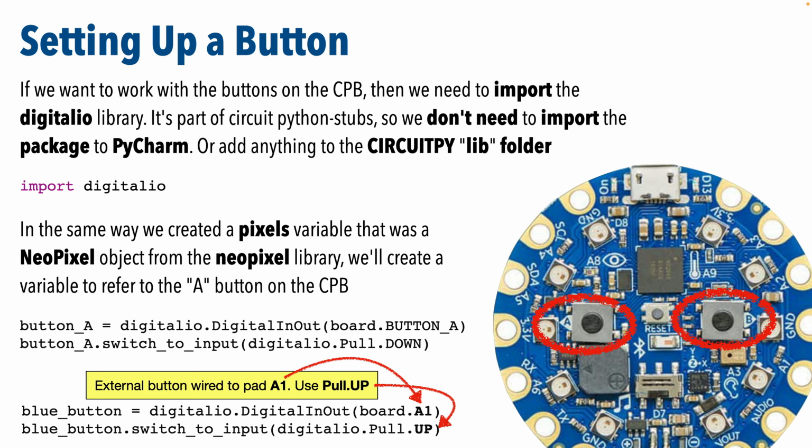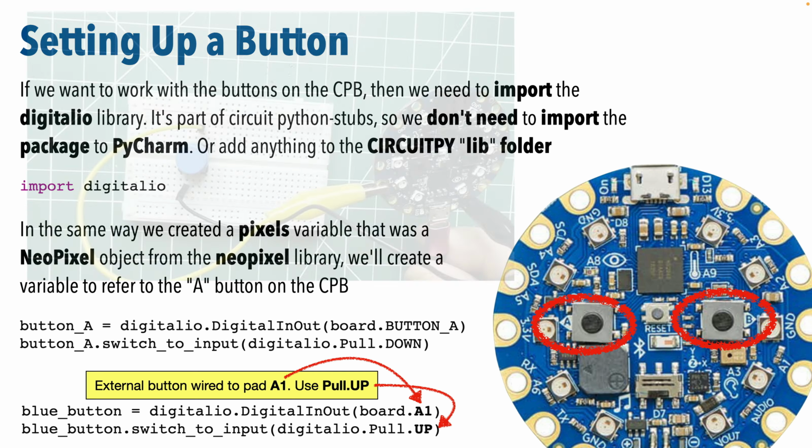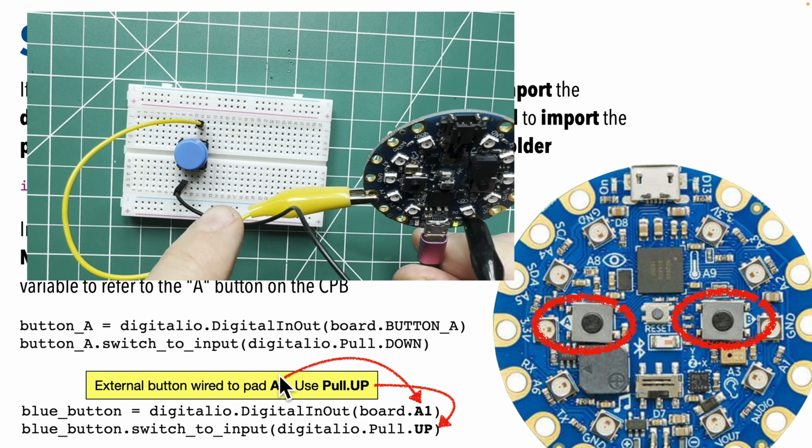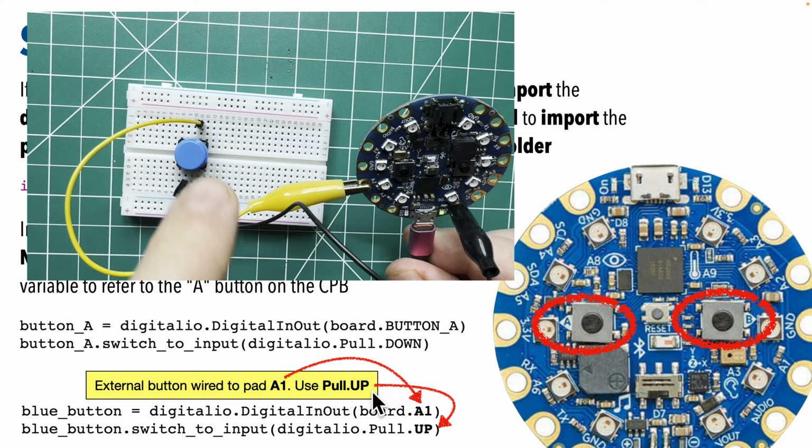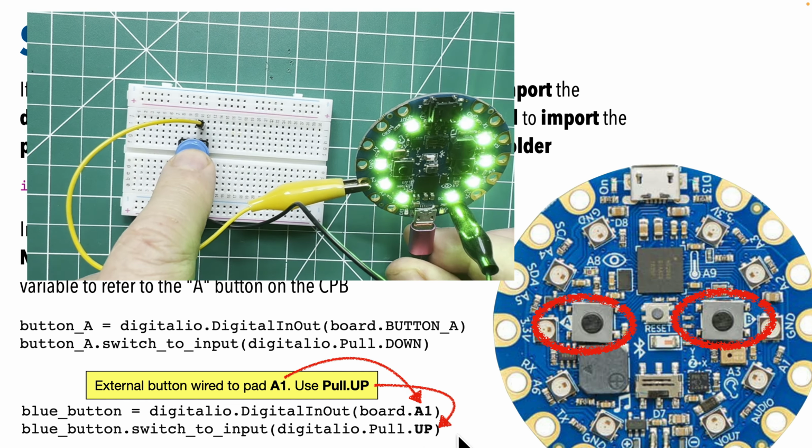If we were using external buttons that were wired up to our board, like the button that you see here wired to a breadboard that's clipped to one of our CircuitPlayground's pads, then we'd write the same line, but instead of passing dot DOWN in all caps at the end, we'd pass in dot UP.